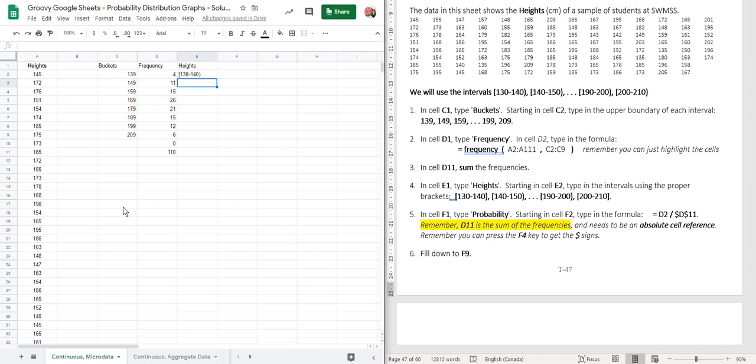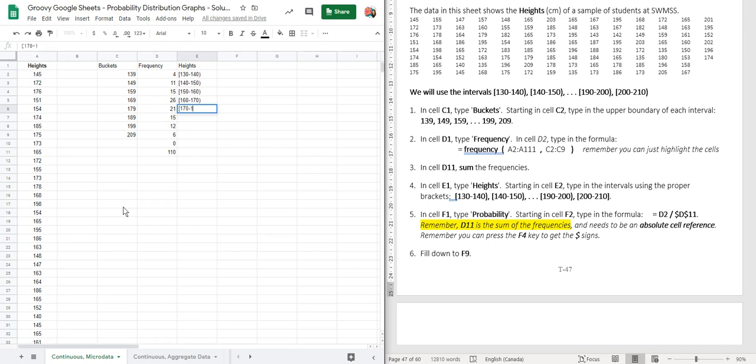Now unfortunately there's no way to fill these down, so you have to actually type them in. So it's including 140 and up to, but not including 150. So that's a round bracket there. Square bracket, including 150, up to, but not including 160, close it with a round bracket. Square bracket, 160, up to and including 170, round bracket, and keep going.